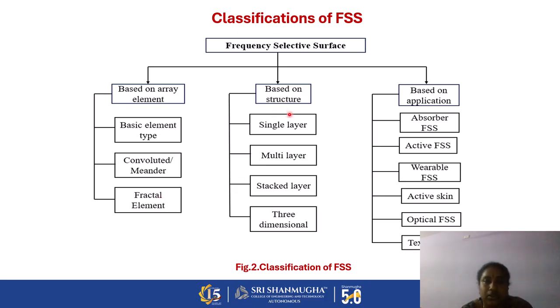Next one, based on the structure. Based on the structure, the FSS is divided into four categories: single layer structure, multi-layer structure, stacked layer, and three-dimensional layer. Based on the applications and the frequency ranges, we can select the number of layers, that is, the structure of the FSS element, based on the applications.